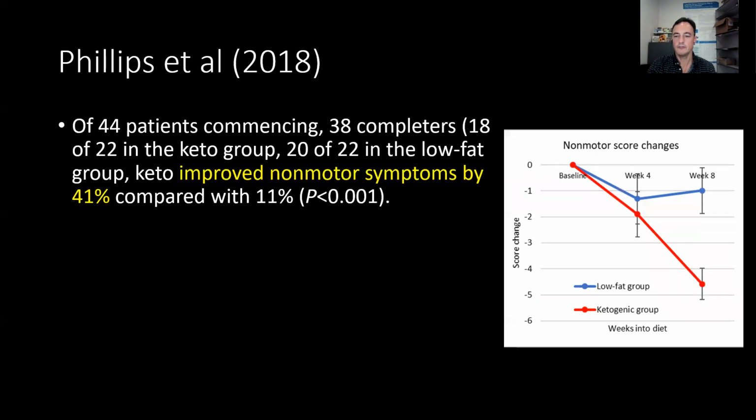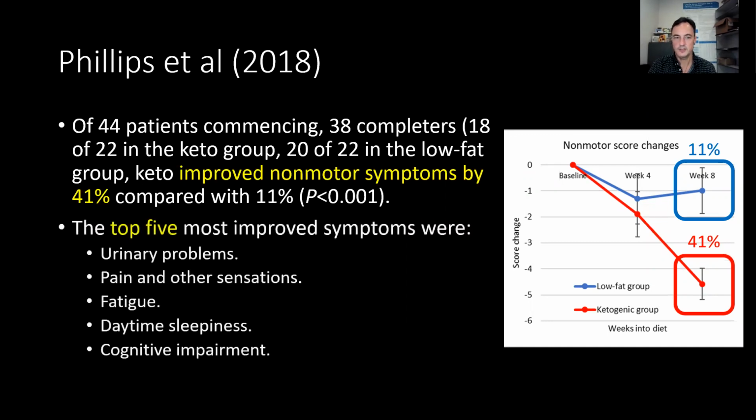So looking at the graph, the blue line is the low-fat group, down is good. They improved by 11% from baseline by week 8, but the keto group improved by a substantially larger, clinically and statistically significant 41%. That was a pretty profound difference.